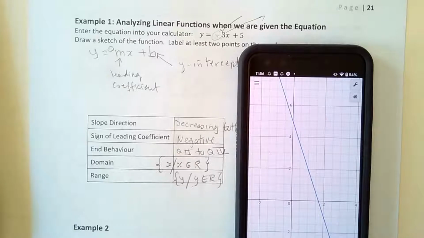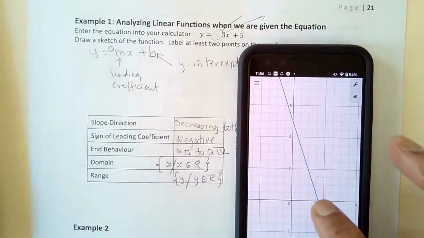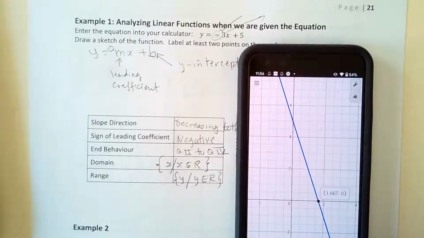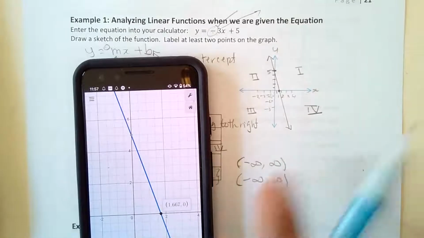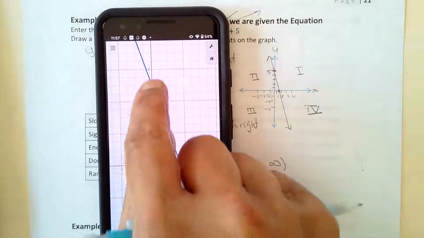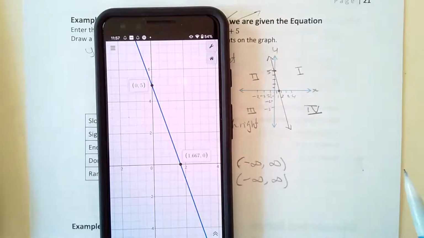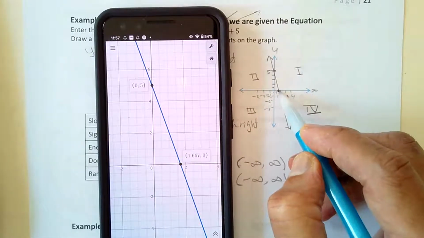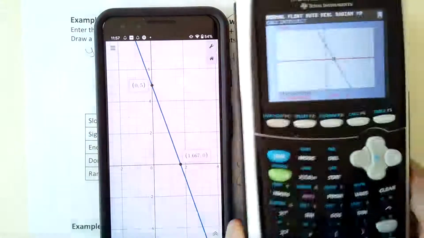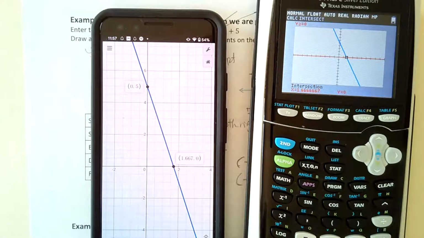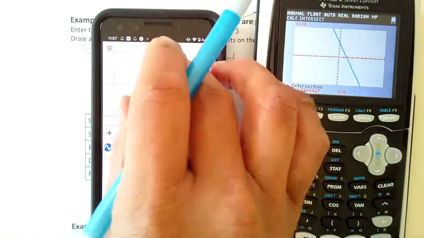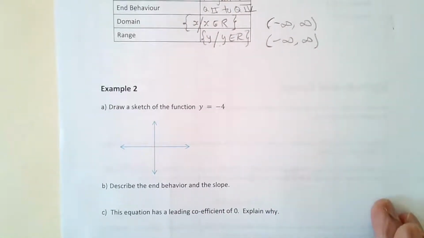To find my x-intercept, I tap on 1.67, which is the same as we found earlier, and your y-intercept is 5. So this is 1.67, same as what we have in our graphing calculator. The process is a little bit more straightforward with Desmos to find your x and y intercept. Okay. Let's look at one more example here.